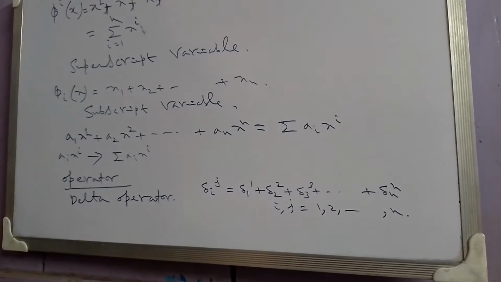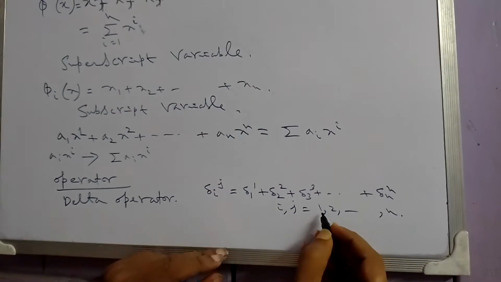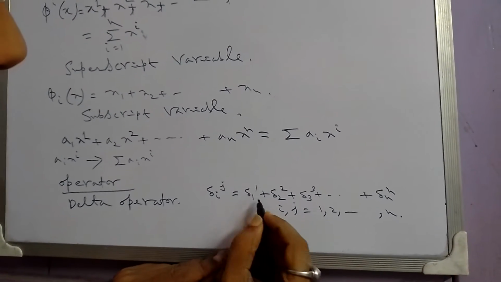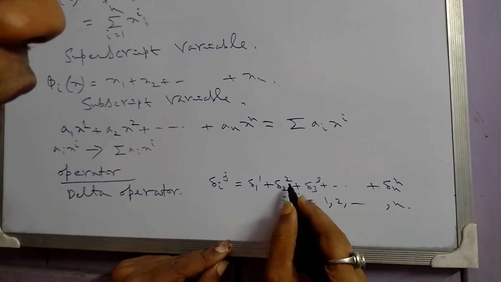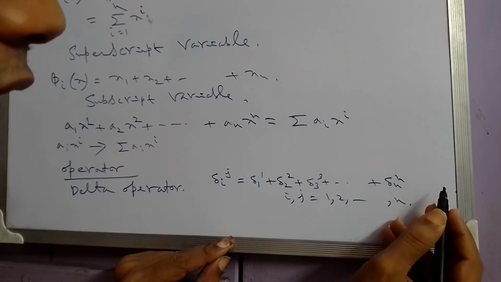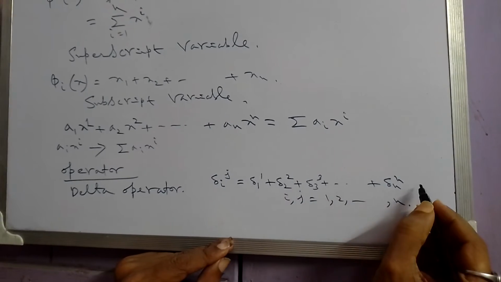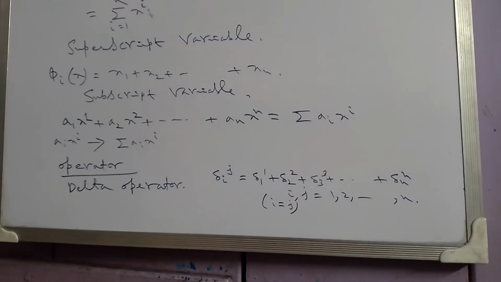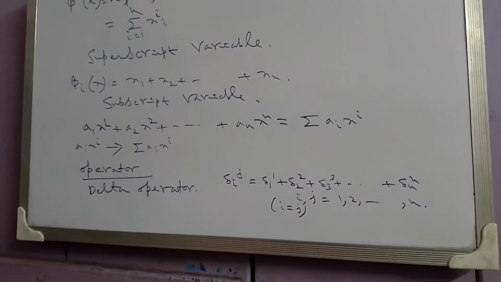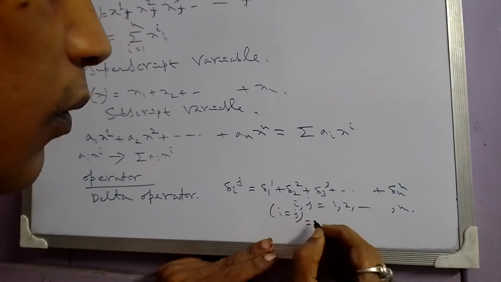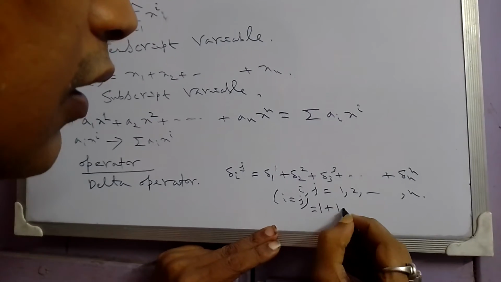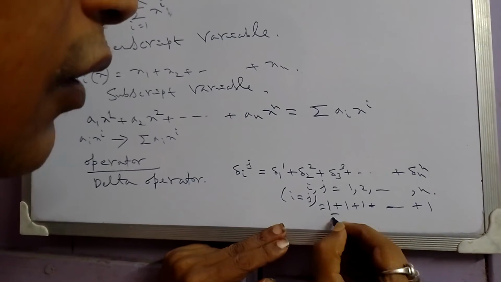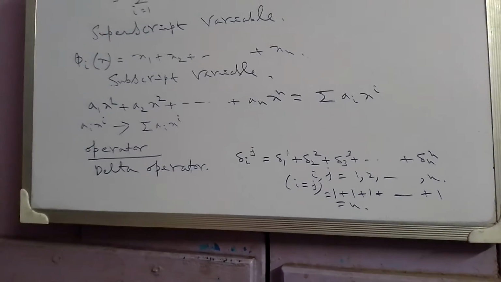What happens there? Delta 1 1 is a result, but delta 1 2 is a result, delta 1 3 is a result, delta 1 n is a result, in this way. But we are writing only this result, so here we consider i equal to j. This produces delta 1 1, which by definition is 1, and up to n it is also 1, so n number of ones, that is n into 1.